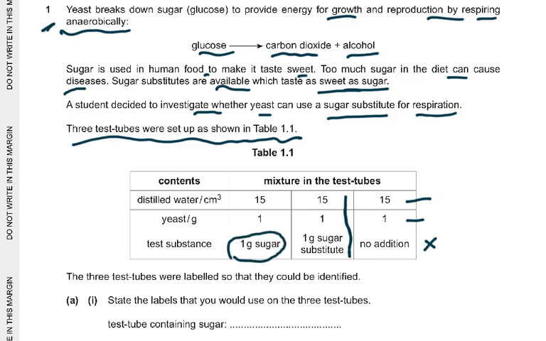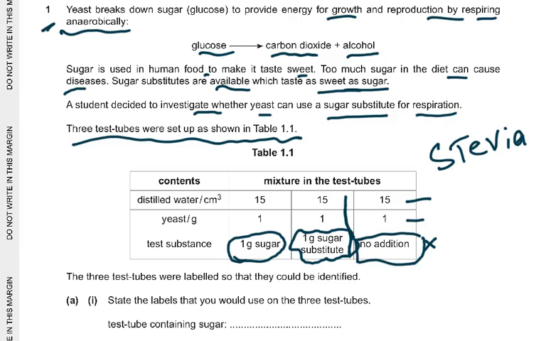So one had sugar, one had the sugar substitute, which is stevia, or we could have used anything else. Whatever was given in the instruction, we would have given that to the students if we were doing a paper 3. And nothing was added. They were just distilled water and yeast.